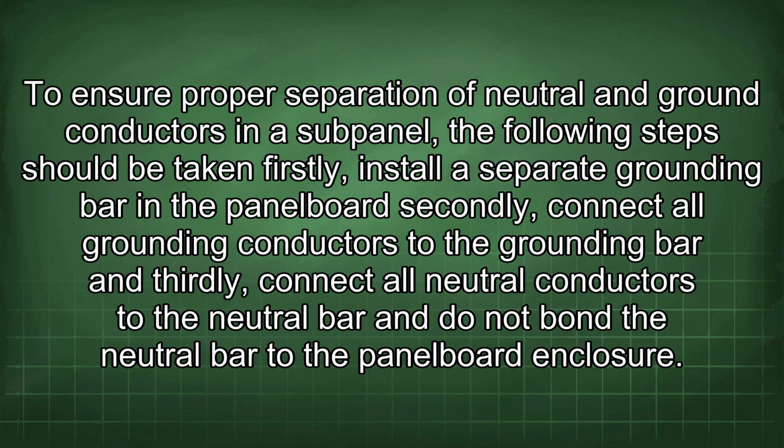To ensure proper separation of neutral and ground conductors in this subpanel, the following steps should be taken. Firstly, install a separate grounding bar in the panel board. Secondly, connect all grounding conductors to the grounding bar. And thirdly, connect all neutral conductors to the neutral bar and do not bond the neutral bar to the panel board enclosure.